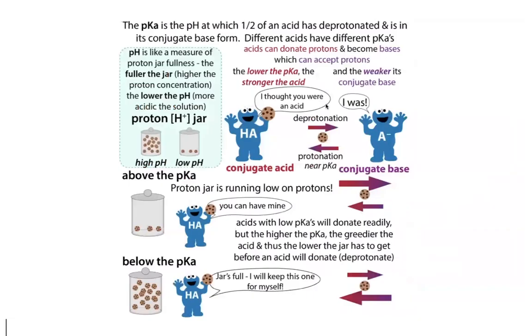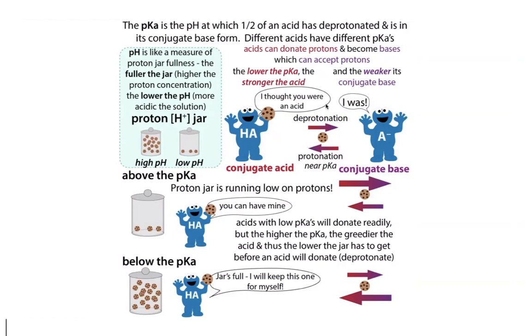So that pKa, remember, is the dissociation constant of the acid. It's telling you how much of the acid is going to deprotonate when you get to equilibrium. And at this point where you have the pKa, this is also the pH at which half of it is deprotonated and is in its conjugate base form. So half of that acid has given up its cookie and is in the conjugate base form at that pH. Because remember, the pH is a measure of the proton availability. It's a measure of how full that cookie jar is.